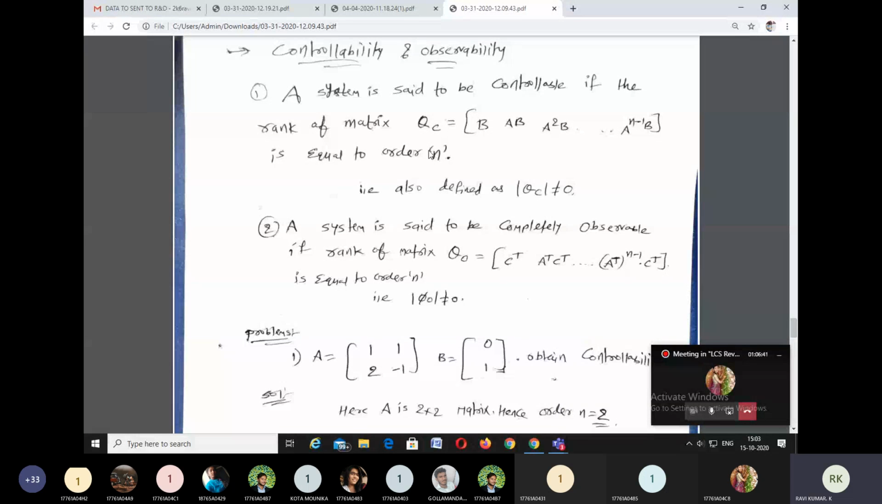The rank being equal to the order n means, what is order n here? n is nothing but the order, the highest order derivative in the differential equation, right? The rank of this matrix is equal to order n means the determinant is not equal to 0. That is simply it.